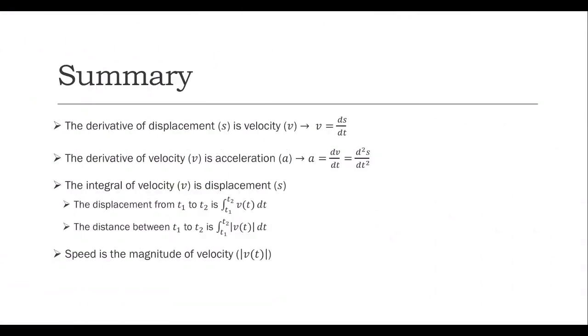So in summary, the derivative of displacement is velocity. The derivative of velocity is acceleration. The integral of velocity is displacement. So your displacement over time is the integral from the original time to the final time of the velocity, and the distance traveled from the original time to the final time is the integral of the original time to the final time of the absolute value of velocity, because speed is the magnitude of your velocity.